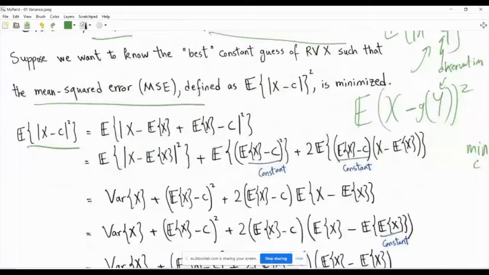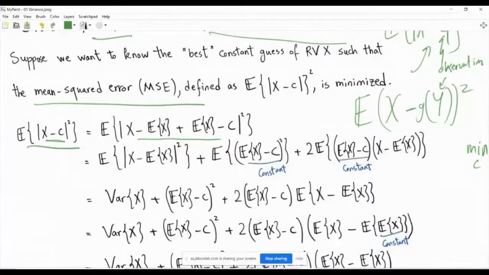So take this expression here and insert minus the expected value of x plus the expected value of x. You just subtract and add the first moment of x, again under the assumption that x is a random variable with a finite second moment. This expected x will be a finite number.